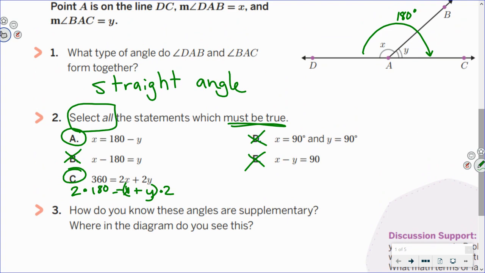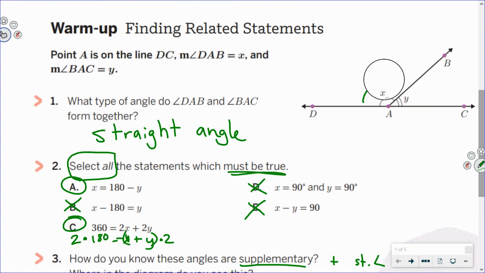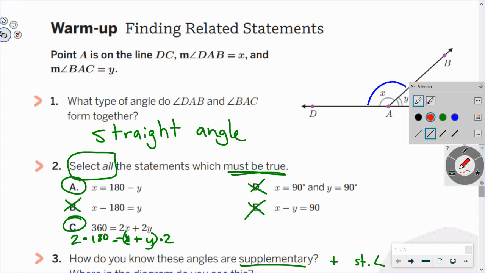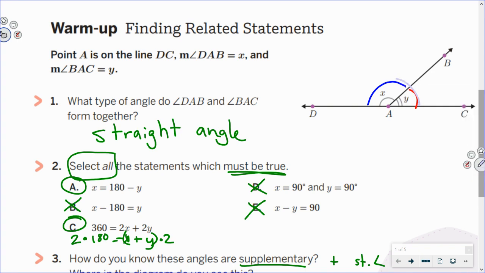How do you know these angles are supplementary? Because when they add up to form a straight angle, it's going to equal 180 degrees. Where in the diagram do you see this? Again, I kind of showed that already. But if we put the blue together with the red, they would make purple, thus forming a straight angle.